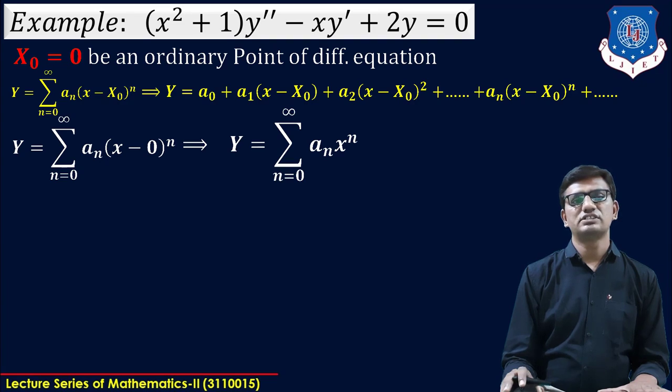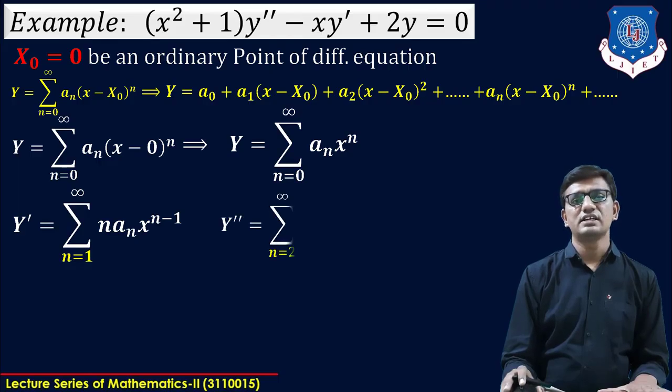Now we differentiate this series with respect to x, then we get Σ (n = 1 to ∞) n an x^(n−1). Here this series can start from n = 0, but the first term will be 0. So y′ starts from n = 1 to ∞, n an x^(n−1). Similarly, y″ is Σ (n = 2 to ∞) n(n − 1) an x^(n−2).